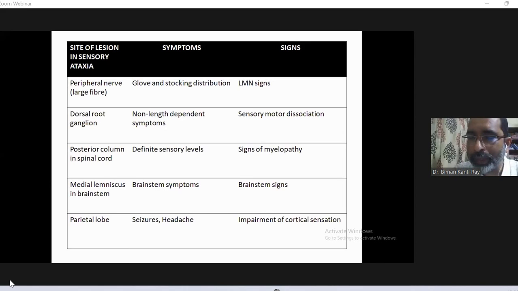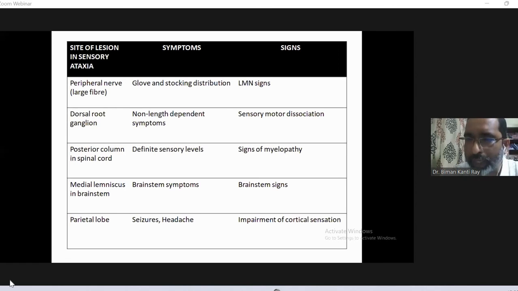If it is a problem in the dorsal column in the spinal cord, in that case, the distribution will always be below a particular level. So you get findings below a particular level that tells you the pathology is in the spinal cord, dorsal column. And always also try to elicit associated symptom.